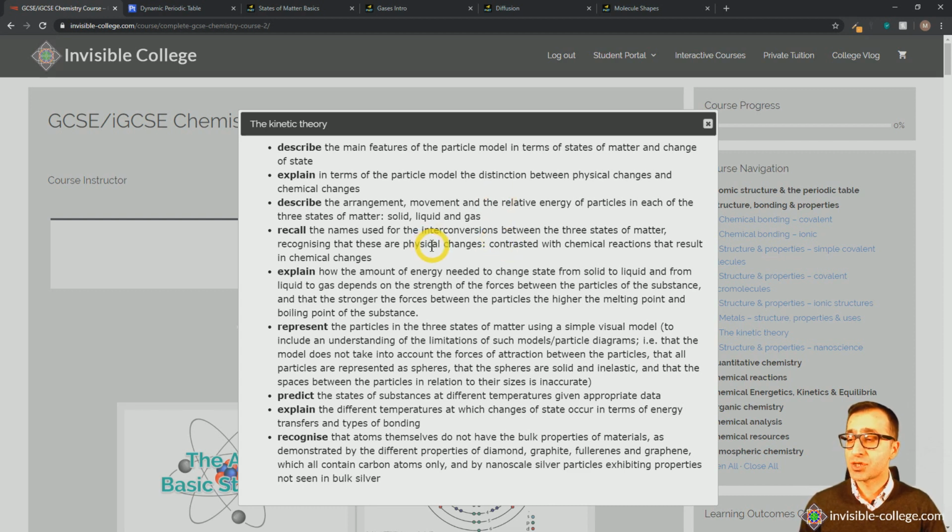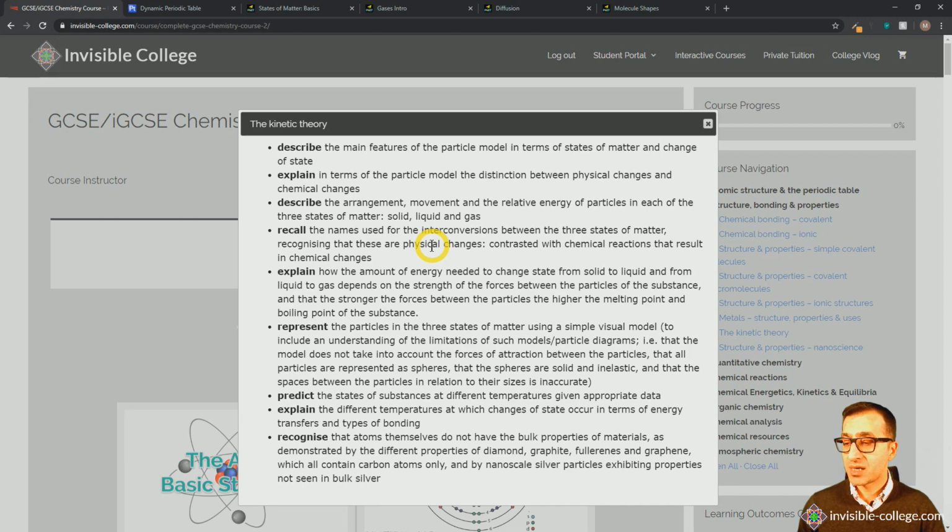We also need to distinguish what happens when you provide heat energy to a substance and its temperature rises, or take away heat energy from a substance and its temperature falls, namely the difference between heating and cooling versus changes of state which happen at a constant temperature. So we're going to be looking at the concepts of specific heat capacity and specific latent heat as well.